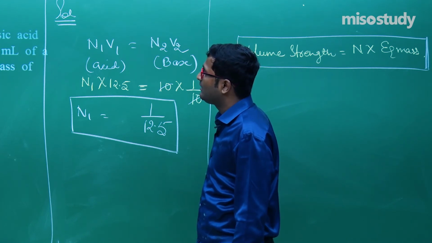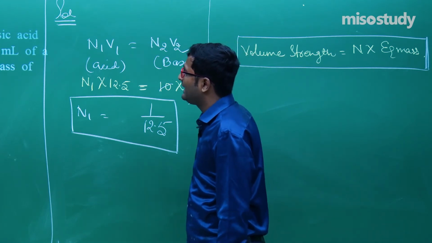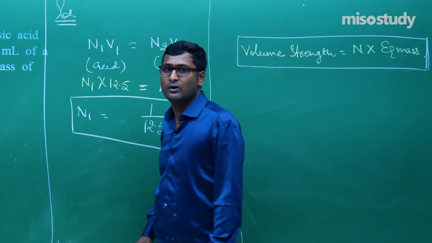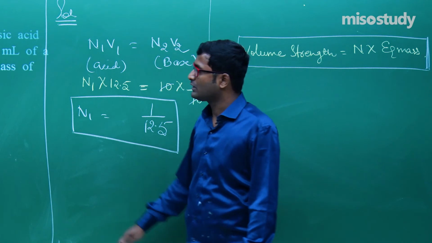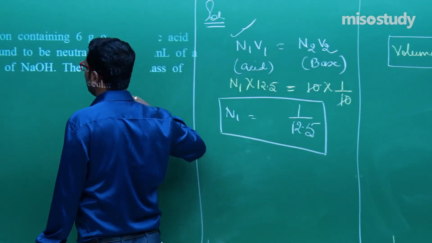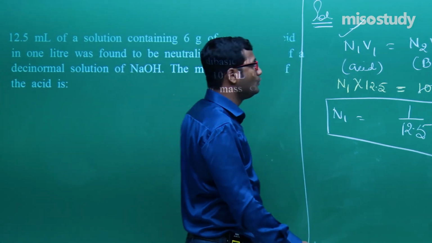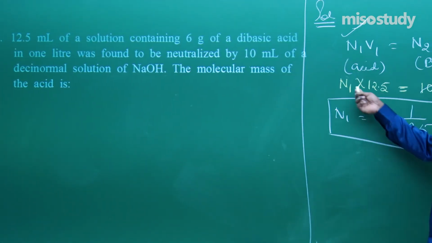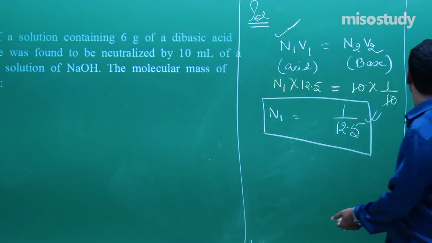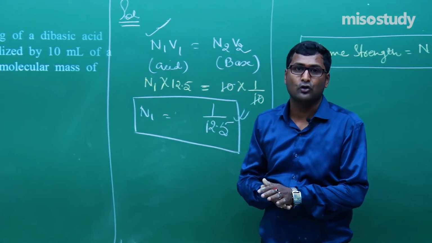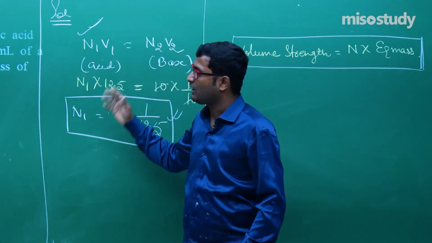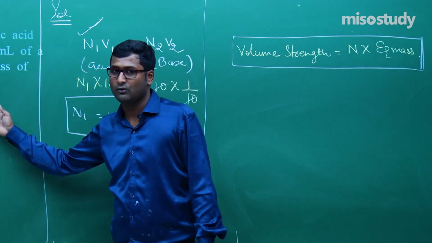Tell me. 12.5 ml of a solution containing what? Tell me quickly, friend, it's your turn. How to solve the question? Think on it. That is N1V1 is equal to N2V2. This one is N1, N1 is equal to 1 upon 12.5, and volume strength is equal to N into equivalent mass. How to solve such a question? How to put the value? I'm giving you a few seconds.